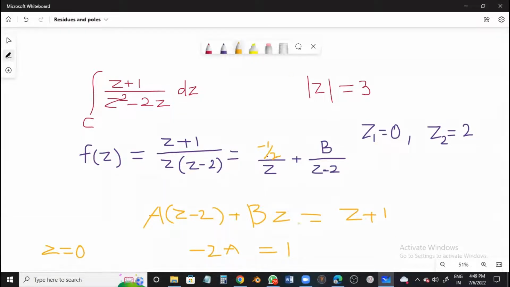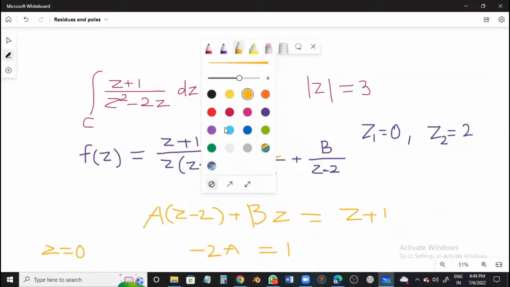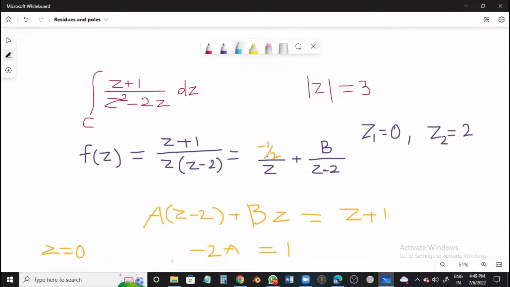And now go for the value of B. So putting Z equal to 2 now. Putting Z equal to 2, what do you get? The first term gets 0. This is 2B and is equal to 2 plus 1. Is it so? So what is the value of B? Got it? Yes, this is 3 by 2.